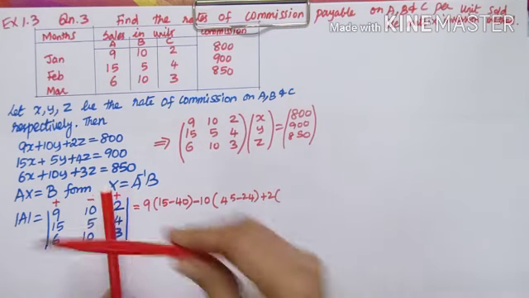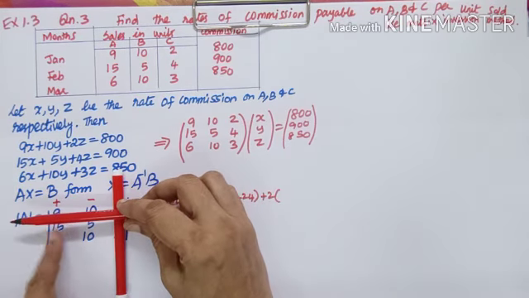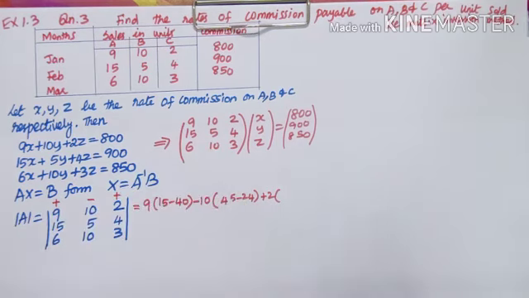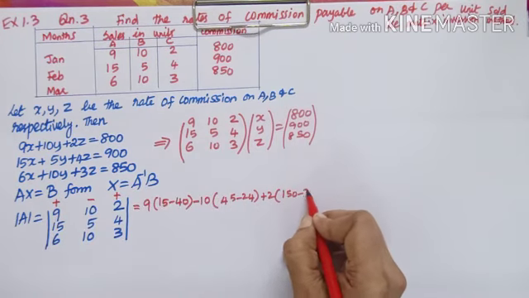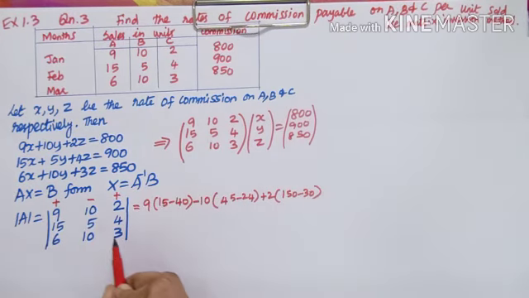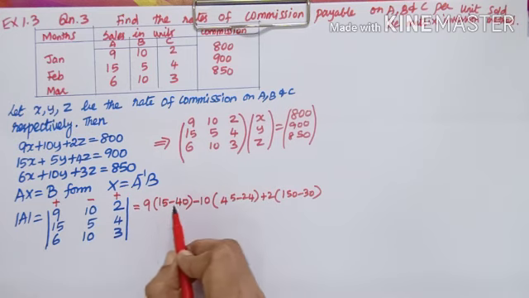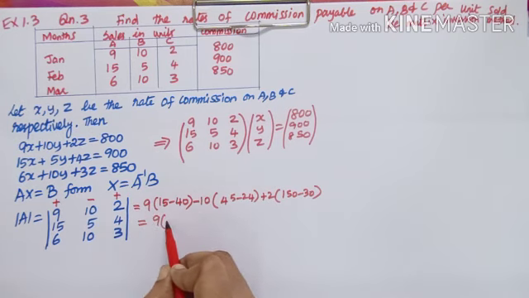Plus 2 into. Hide the row and column. 150 minus 13. Remember, we multiply, and in between we put the minus symbol. Simplify the answer.